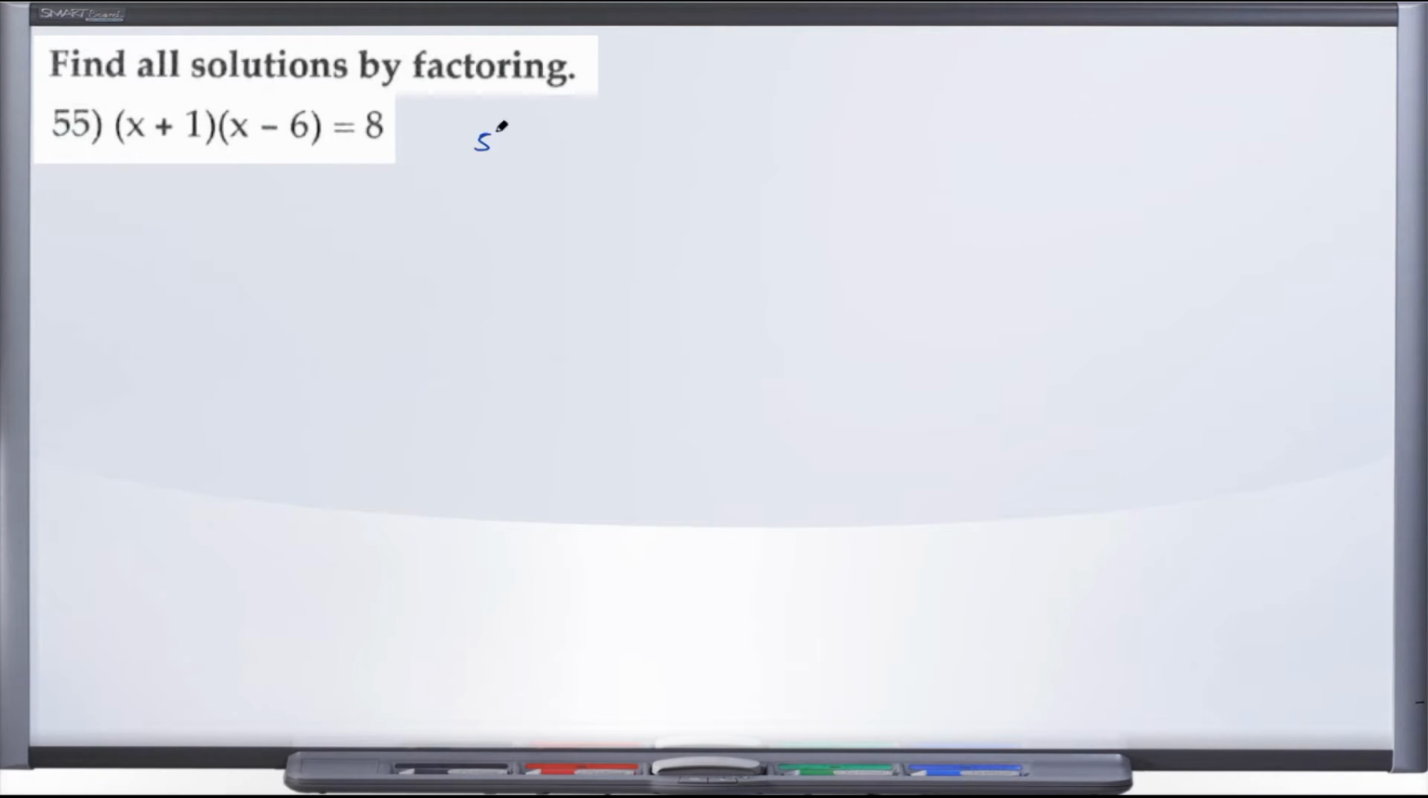All right, so let's go ahead and rewrite what we have here. So we have x plus 1 times quantity x minus 6 equals 8. You'll recall from the previous videos that we want to get all of our terms on one side and set our equation equal to 0, because the directions are to find all solutions by factoring. So before we do that, let's FOIL the left side of our equation out and see what we get.